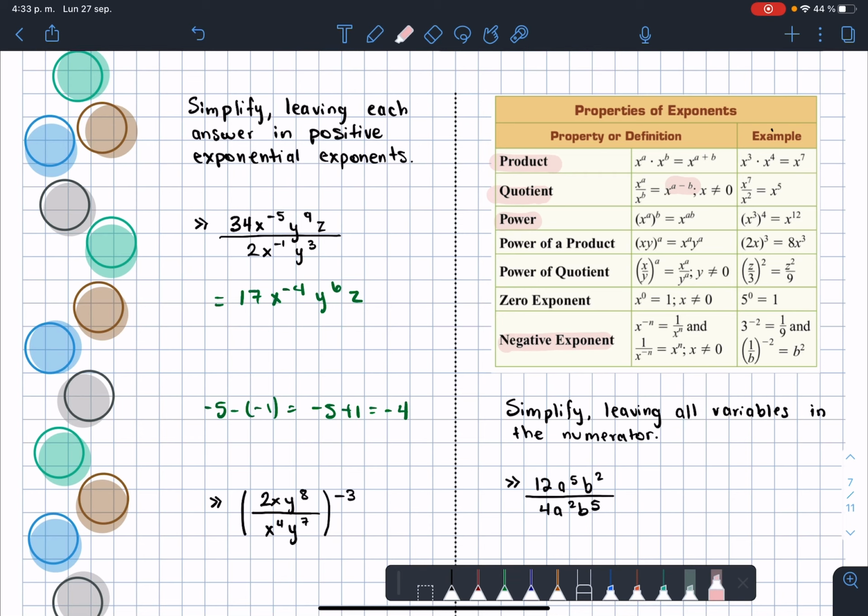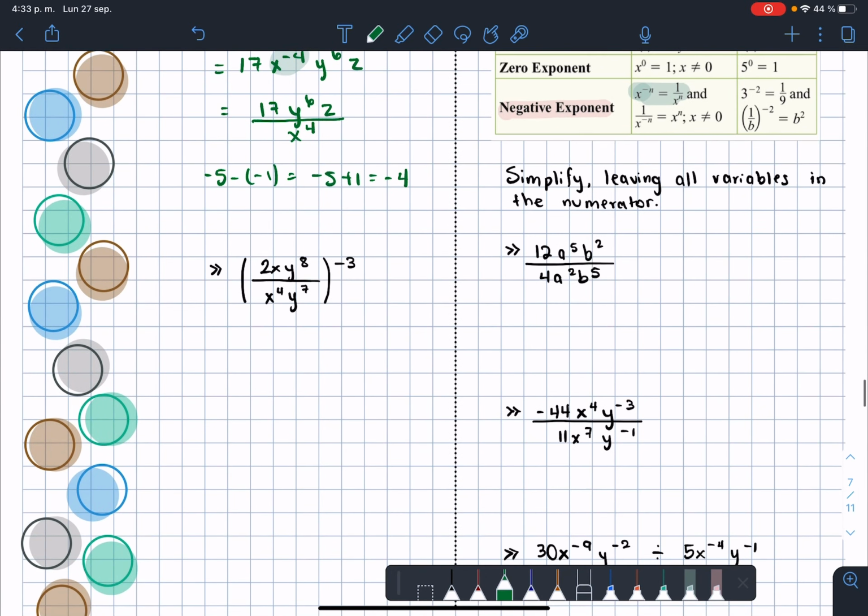Finally, according to the instruction, we need to leave the answer in positive exponents. So this one that has a negative exponent, I need to move it to the denominator according to the property. So this is equal to 17 y to the 6 z divided by x to the positive 4. Another example. In this case, what we have is a division that is to a power.